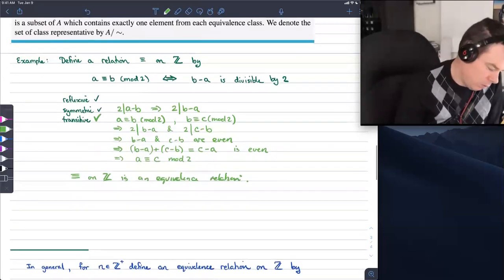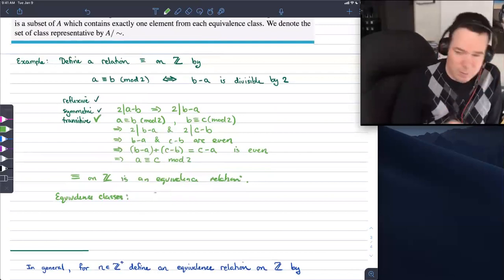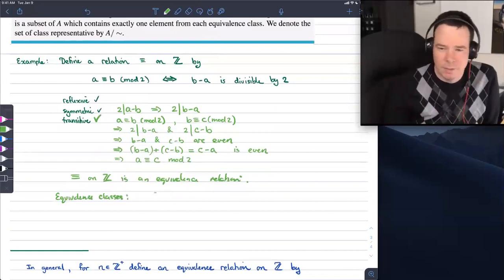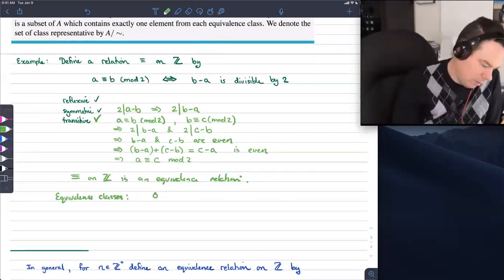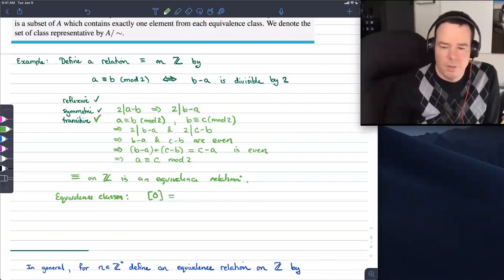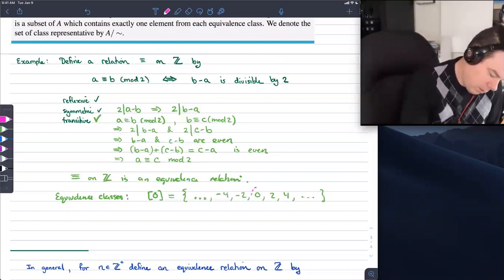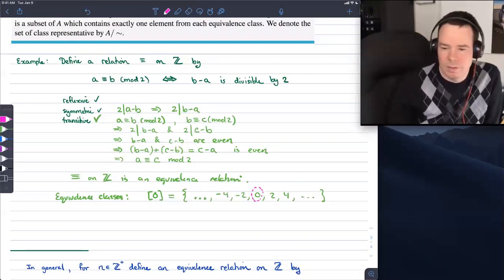So let's see what those equivalence classes are. I can pick an element and form an equivalence class with it. I'll pick 0, for example. 0 is one element of Z. What's the equivalence class of 0? Those are all things whose difference with 0 is divisible by 2. In other words, they are all the even integers, like -4, -2, 0, 2, 4, and so on. And there is our representative of the equivalence class. It's in its own equivalence class.